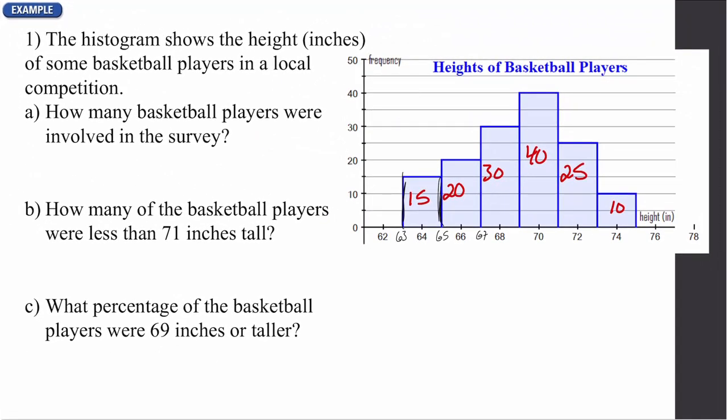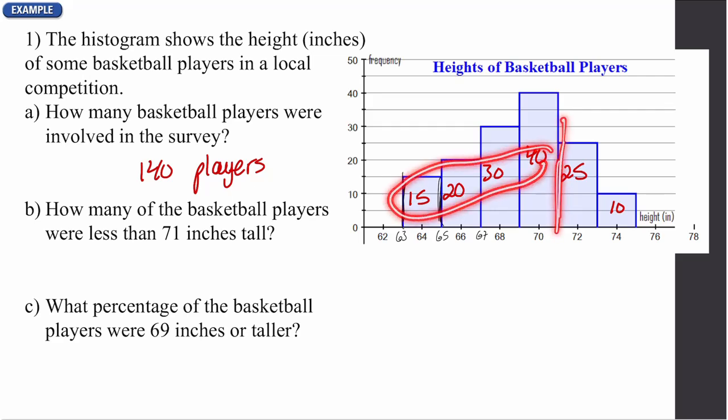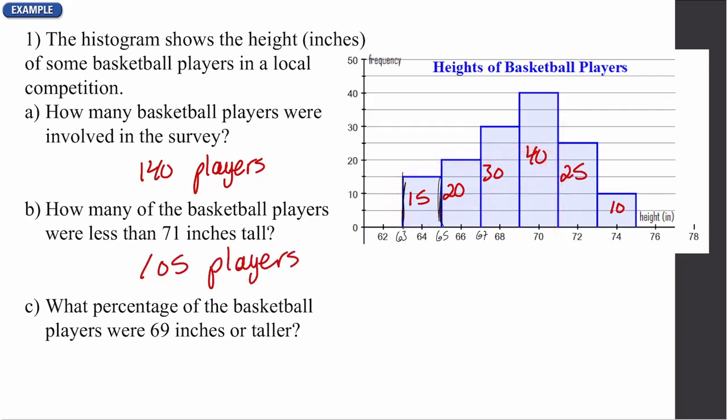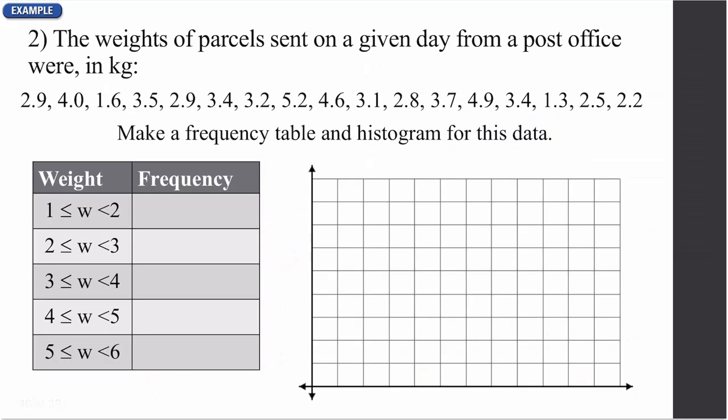So how many total basketball players were involved in the survey? Hopefully you figured out that would be 140 players. How many of the basketball players were less than 71 inches tall? So 71 falls here. You're looking at adding up all of those, and that is 105 players. What percentage of the basketball players were 69 inches or taller? So 69 falls here. You would add up those 3 columns, so we need the total of them. That was 75 total that were more than 69 inches tall. And then out of the 140, that makes about 53.57%.